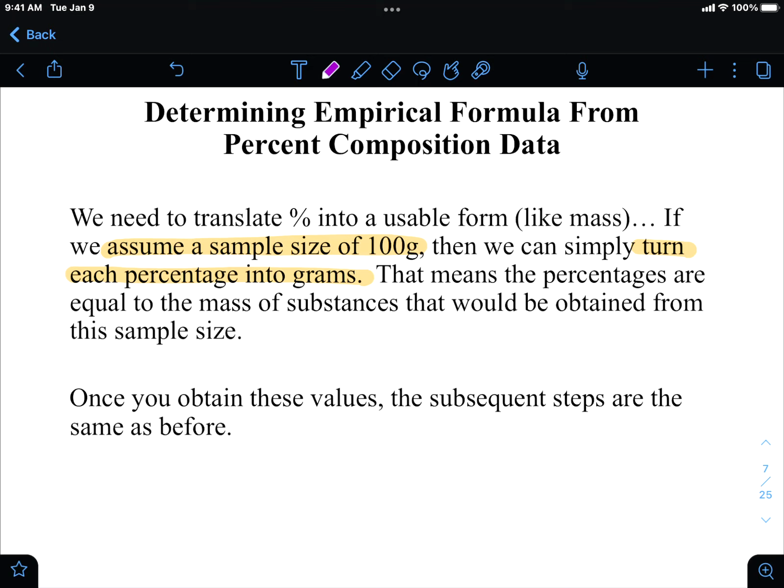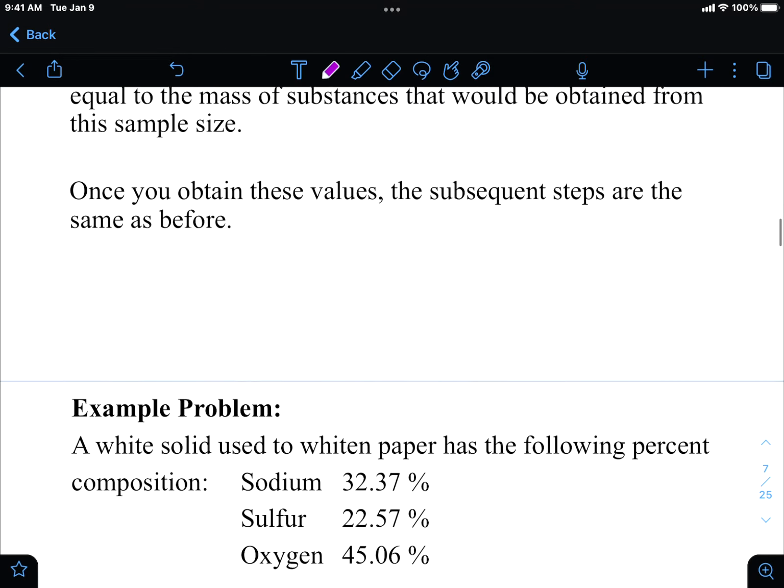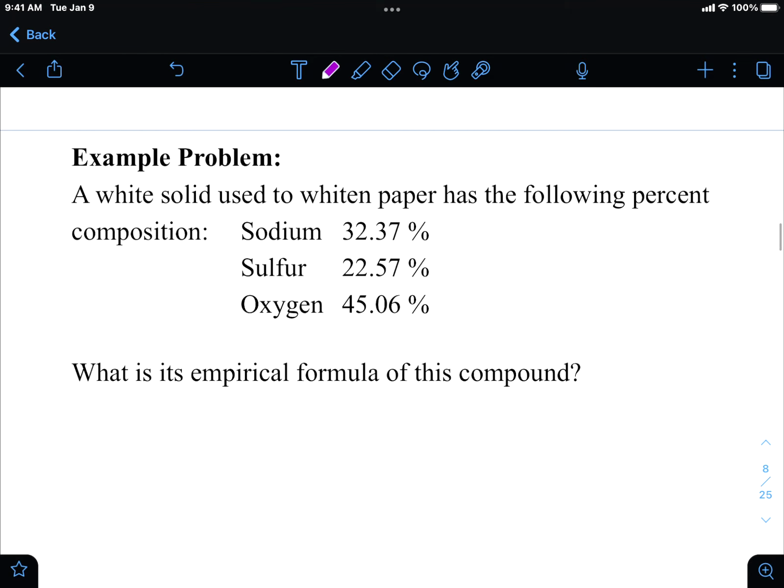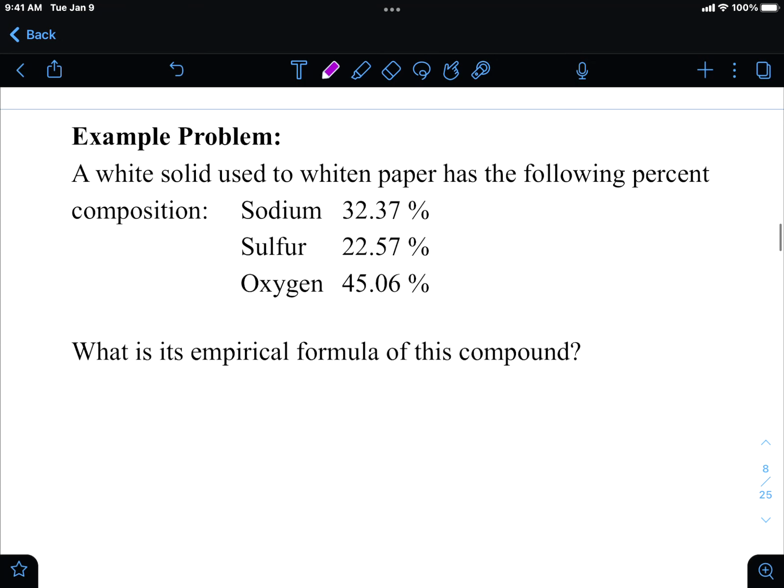Now, the reason why we would do this, like if I said I had 100 grams of a compound, right, and then here in this problem, they're telling me that there's 32.37 grams of sodium. Well, if I have 100 grams, that means I really do have 32.37 grams of sodium. So the total amount of the substance is relative, right? Just go ahead and assume a sample size of 100 grams, and therefore you can use these percentages like they are grams. So I'm going to carry out the same procedure that I just did, but I'm going to use the percents as grams.